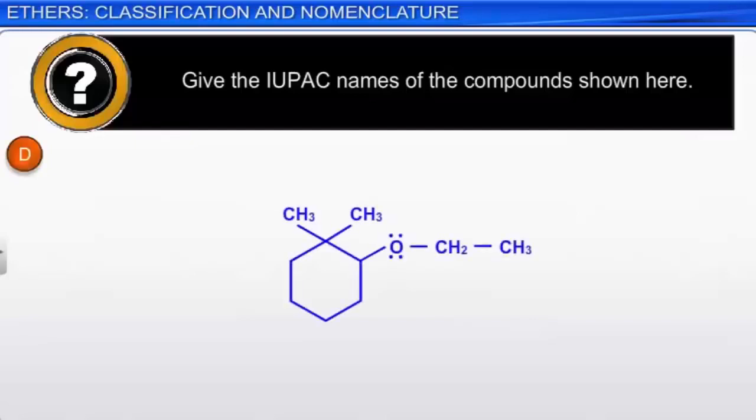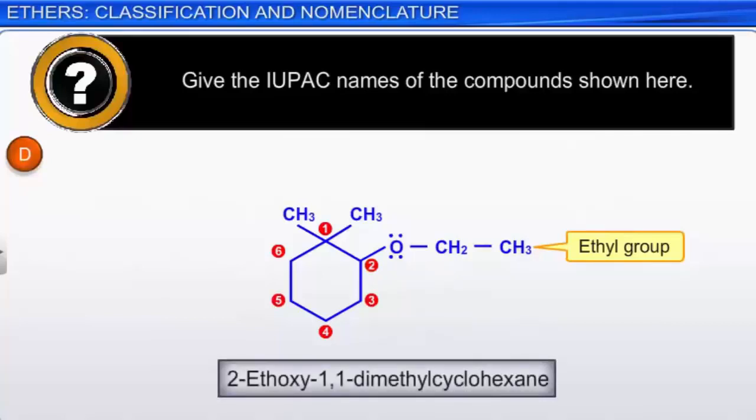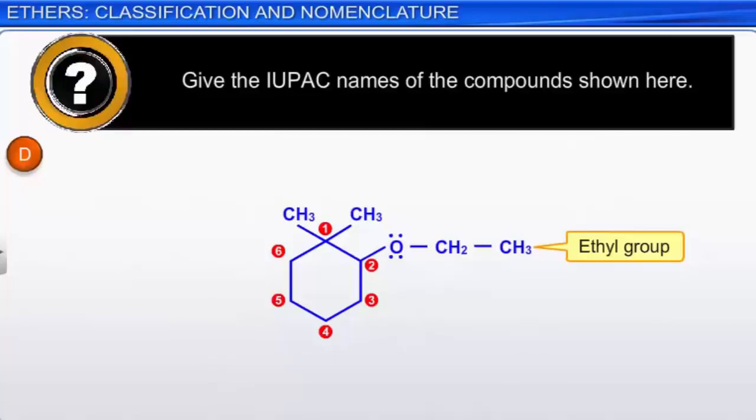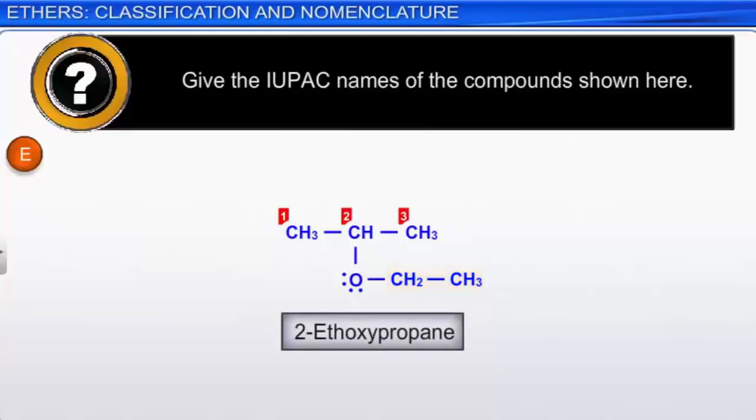Molecule D has a 6-carbon substituted alicyclic chain with an ether linkage attached to the ethyl group at carbon 2 as shown. Therefore, its IUPAC name is 2-ethoxy-1,1-dimethyl cyclohexane. Molecule E has a 3-carbon chain with an ether linkage attached to an ethyl group at carbon 2. Its IUPAC name is 2-ethoxypropane.